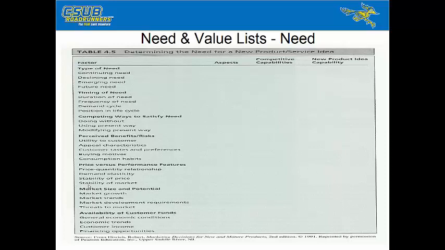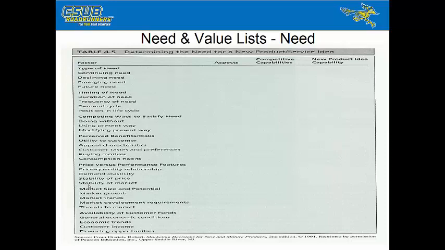Price versus performance features. Price-quantity relationships. So is it relevant for this product or service to have volume discounts? Are you trying to get people to buy many of them, or is the nature of the product or service such that people only buy one?